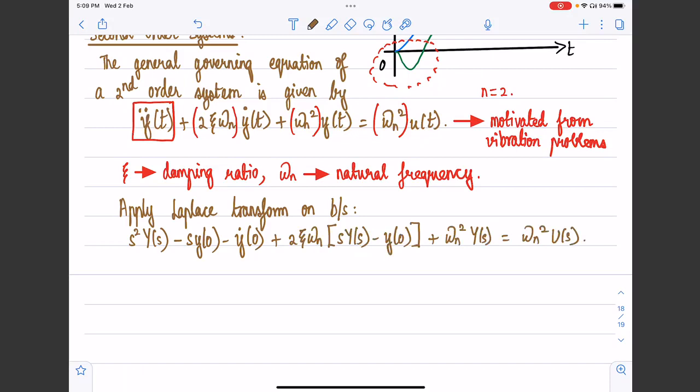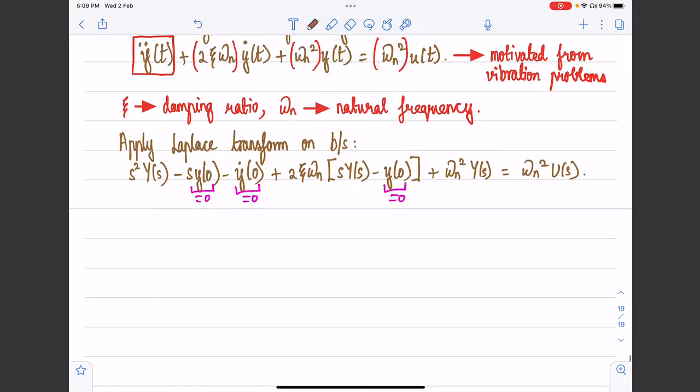In order to get the transfer function, what do we do? We substitute all the initial conditions to be 0, right? So y0 would be 0, y dot 0 would be 0, and so on. By now, all of us are familiar with this process. So we take all initial conditions to be 0. Once we do that, we substitute y0 as 0 and y dot 0 as 0.